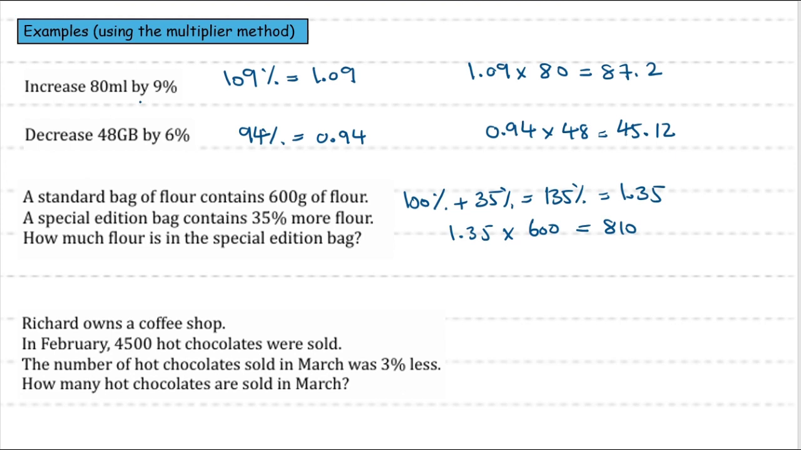Richard owns a coffee shop. In February, 4,500 hot chocolates were sold. The number of hot chocolates sold in March was 3% less. How many hot chocolates are sold in March? So because it's 3% less, we do 100%, take away 3%. That gives us 97%, which in decimal becomes 0.97. And we have to multiply the multiplier 0.97 by 4,500, which gives us 4,365.